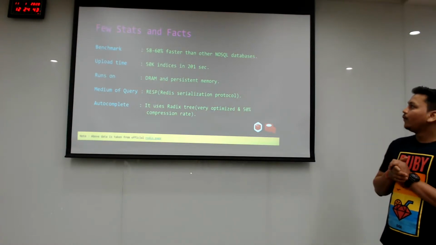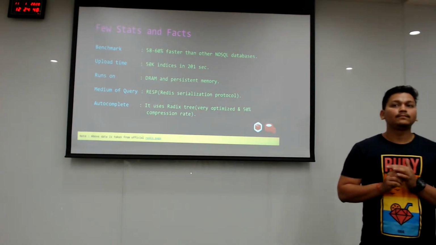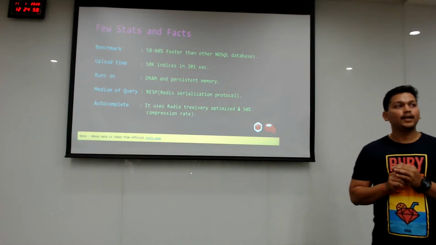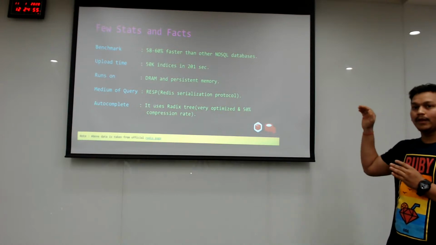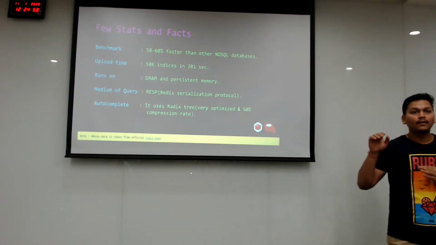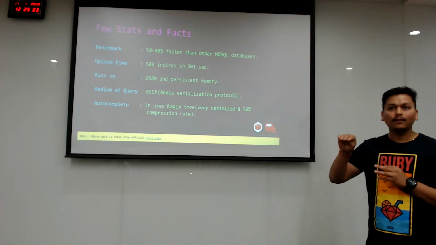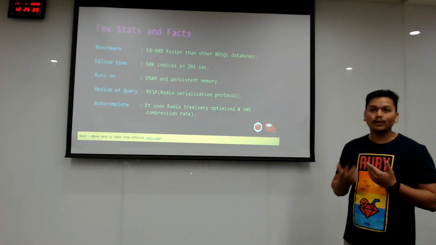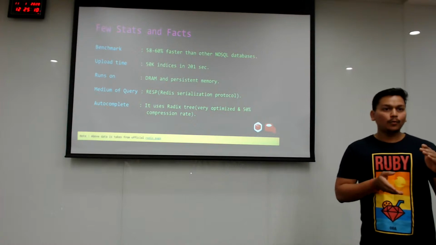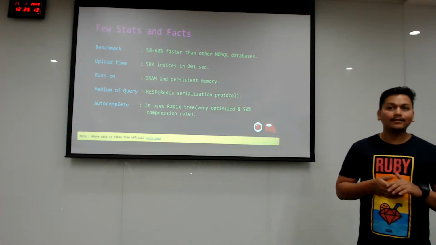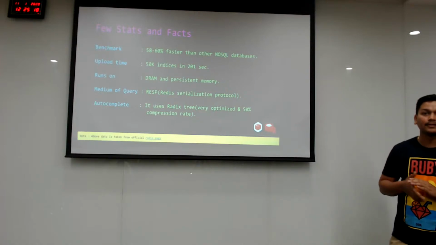Upload time, 50K indices in 201 seconds. How many minutes? Three, more than three. 3 minutes 21. And it's 50,000 indices, and each is an index, so it's like a table. Within that table there are more documents, and they stored documents of Wikipedia. They scraped Wikipedia and uploaded it, and this was the result. I was really shocked with this result.